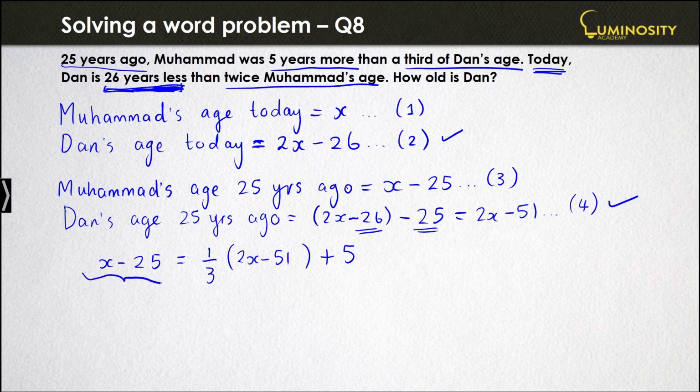So this is Muhammad's age. So if I call this, this is from equation 3. Muhammad's age 25 years ago was equal to 1/3 of Dan's age 25 years ago, right? This was equation 4, Dan's age 25 years ago. It was 1/3 of that plus 5 years more. Okay, and that is the most difficult part of this setup here. But now that we have this equation, as you can see, this is a linear equation in x. We can now solve this equation.